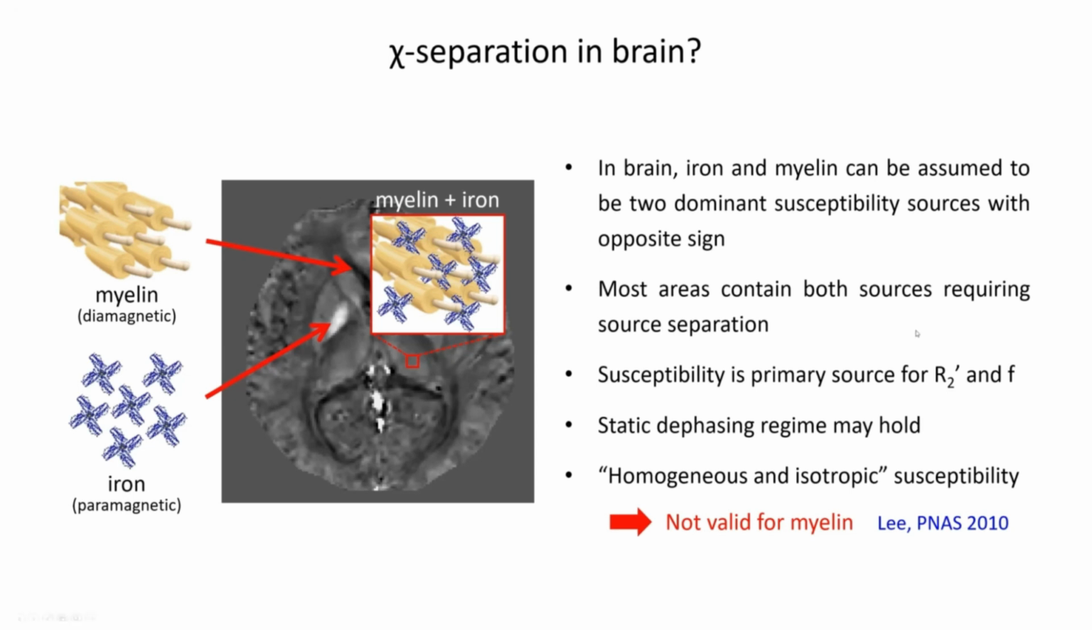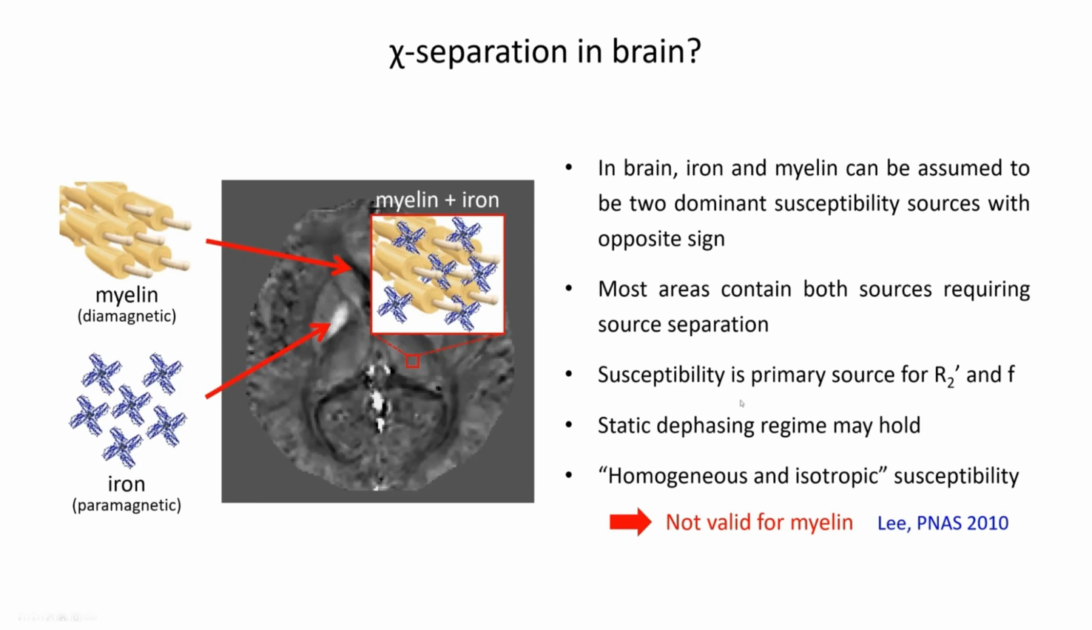Another thing that we have to assume is that susceptibility is the primary source for the R2 prime and frequency shift, which may be valid in most cases, as we know the exchange only explains about 1/10 of the contrast for the frequency shift. The last one that we want to make sure of is this static dephasing regime assumption. It may be okay for the area where we don't have high concentrations of susceptibility or large diffusivity.